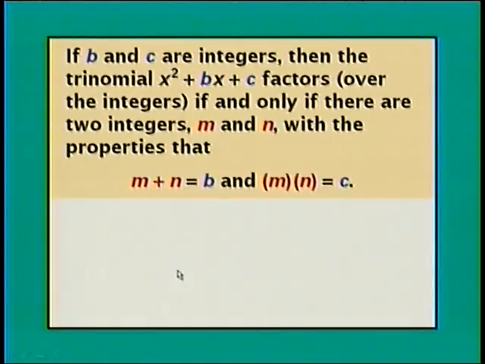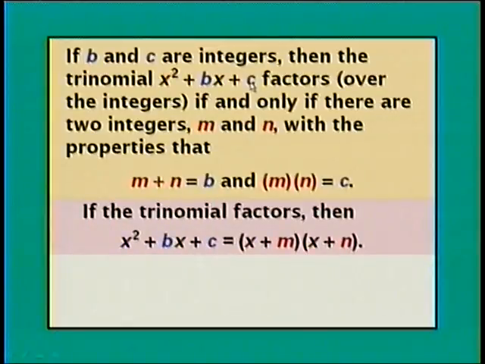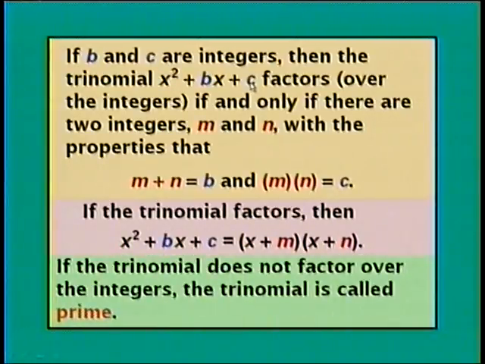Now let's take a breath and look at this in a little more detail. When we are factoring x squared plus a number times x plus another number, what we need to identify is a pair of numbers m and n with the property that m plus n adds up to the linear coefficient b, and m times n multiplies to the constant term. If the trinomial factors, then x squared plus bx plus c equals x plus m times x plus n. If the trinomial does not factor over the integers, the trinomial is called prime. Now I know this is all a lot to take in, so I am going to work several examples for you.